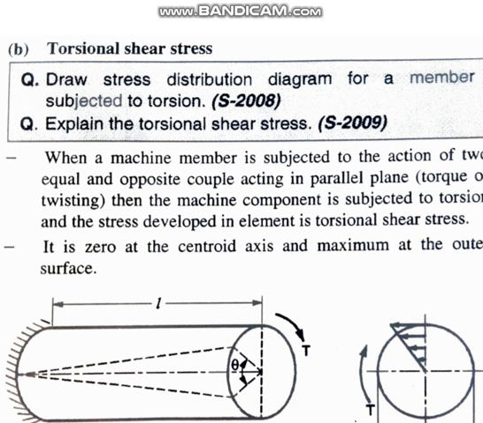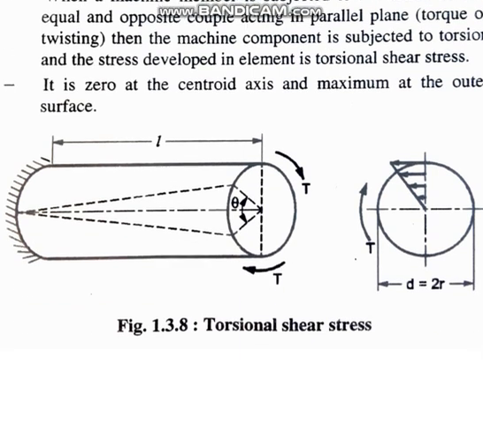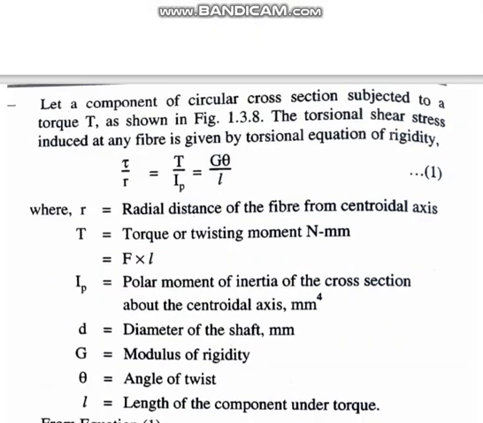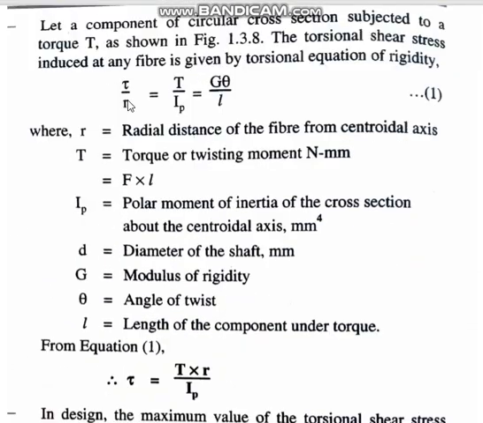We are discussing the types of stresses. In yesterday's class, we saw torsional shear stress towards the end, and this is the formula that we were using. Tau upon R is equal to T upon IP is equal to G theta upon L. Sometimes this IP is written as J also, capital J.